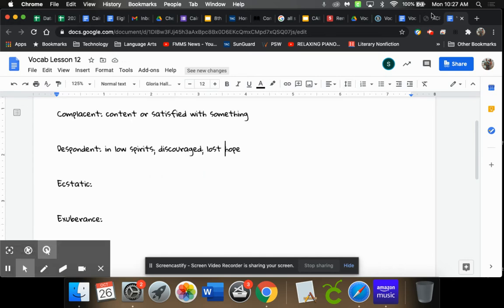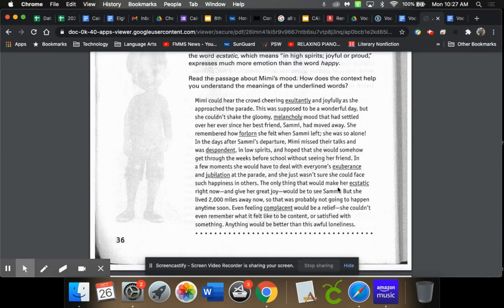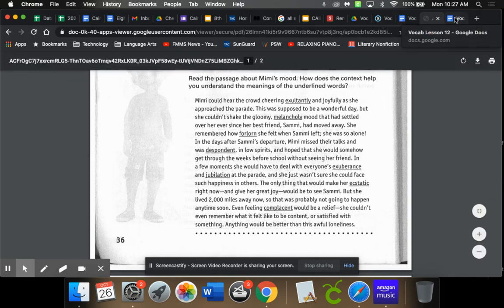Okay, the next word is ecstatic. The only thing that would make her ecstatic right now and give her great joy would be to see Sammy. So what do you think it means to be ecstatic? Great joy. Yes, very joyful, very excited.